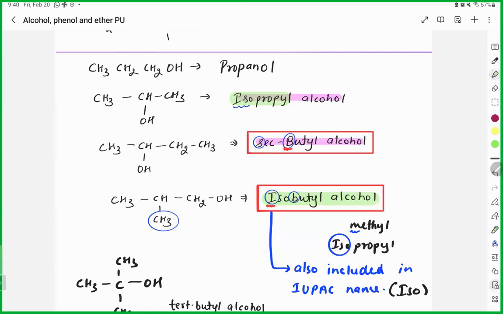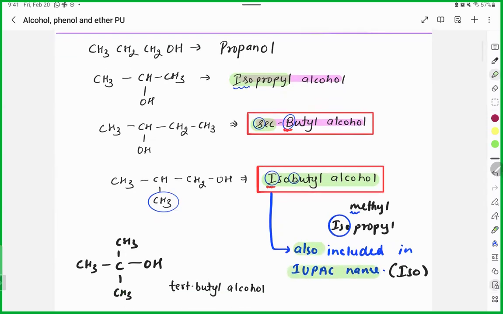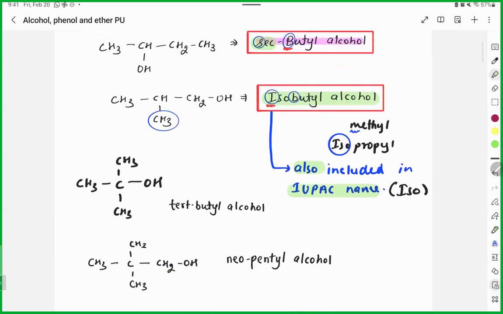When CH3 is present on the second carbon, it will be known as iso. Other than the second carbon, it is sec. So what is sec? Other than the second carbon, if you have CH3, it is sec. If you have CH3 on the second carbon, it is iso. Iso is also included in the IUPAC name, but sec is not included. So in alphabetical order, you will also consider the i of iso.